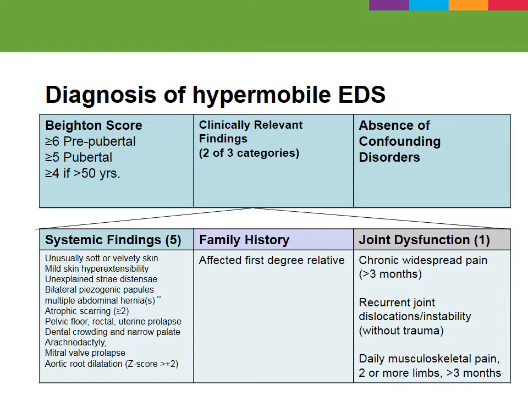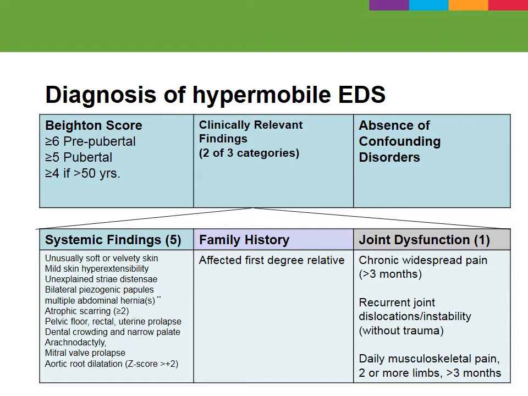Finally, the additional category is that there must be an absence of confounding disorders. So, for example, if we have a condition in which there is chronic widespread pain, and that condition normally produces chronic widespread pain, then that diagnosis will not allow the use of chronic widespread pain to fulfill this third category. For example, psoriatic arthritis can cause chronic widespread pain, or daily musculoskeletal pain. That will not be helpful for this particular diagnosis, and we would instead be looking for recurrent joint dislocations or instability.